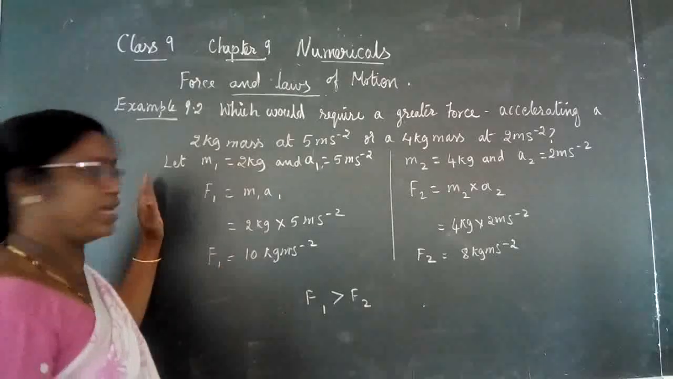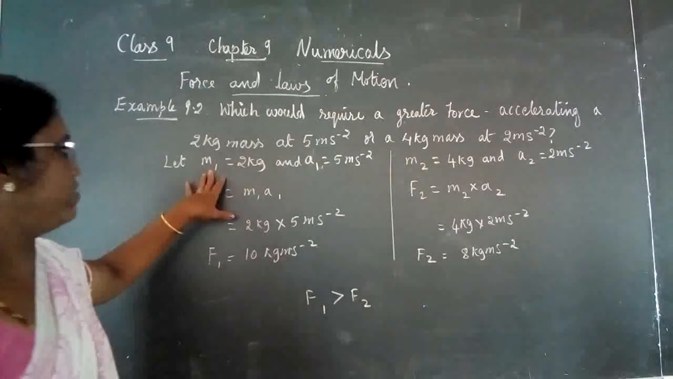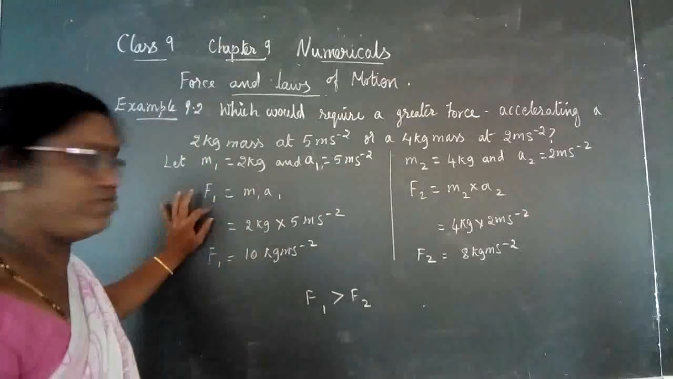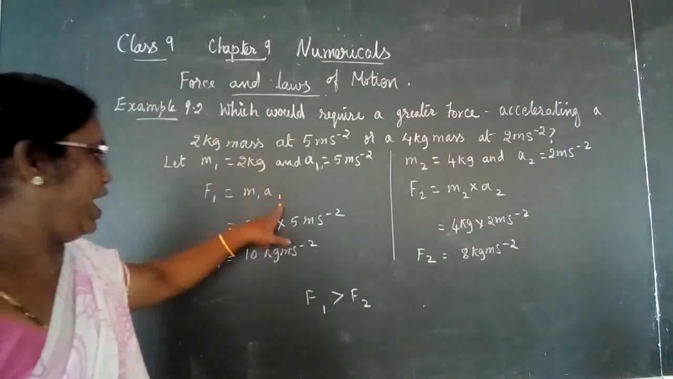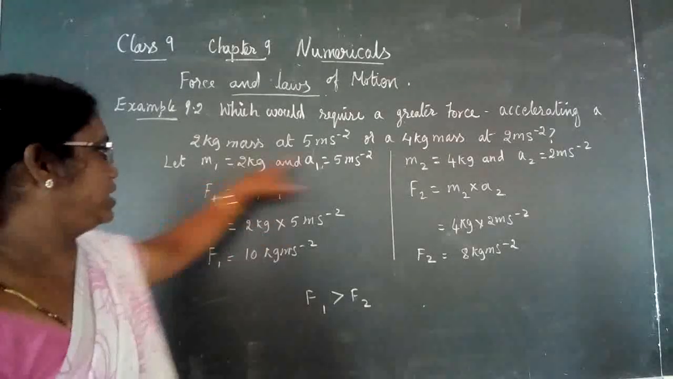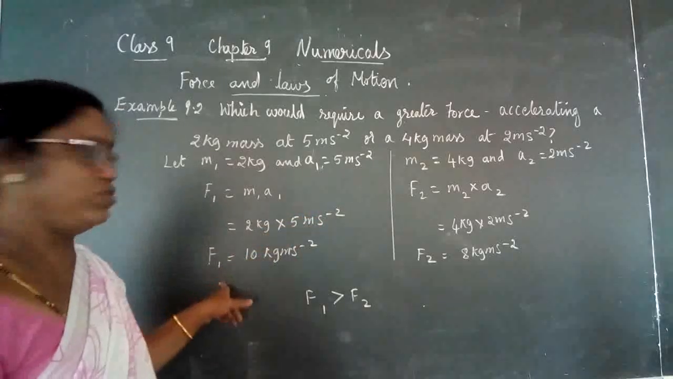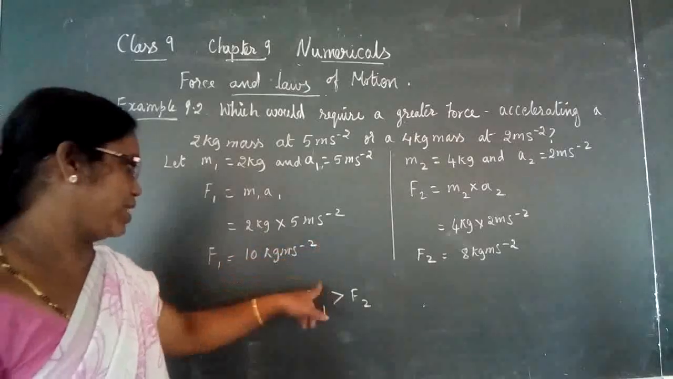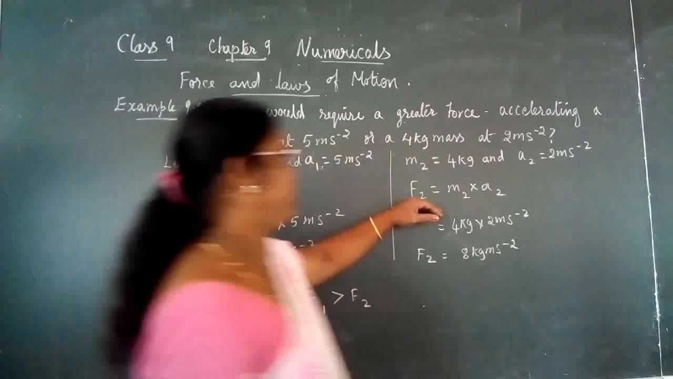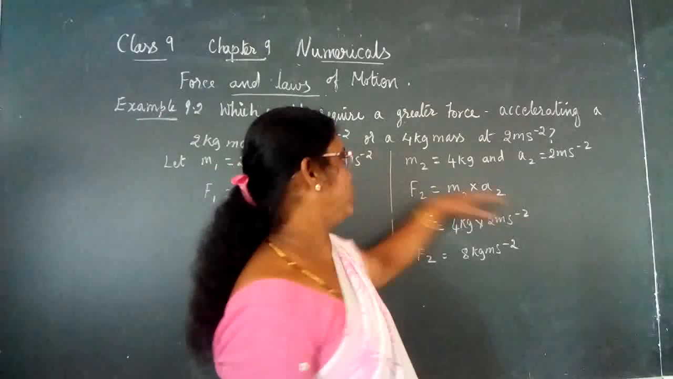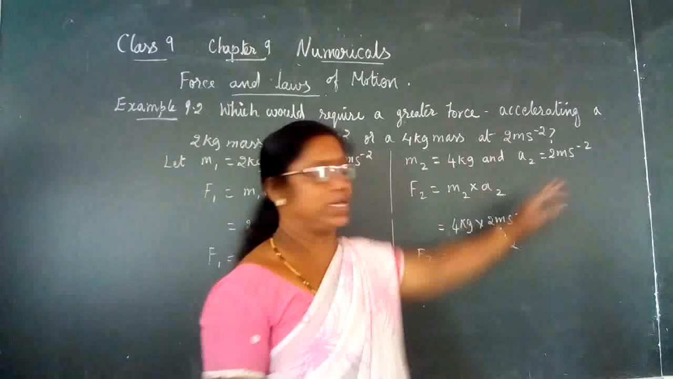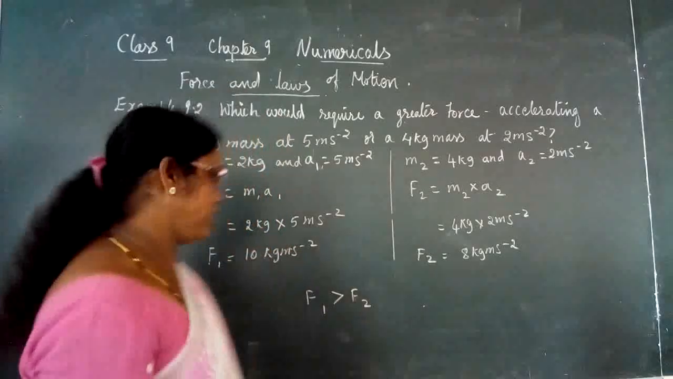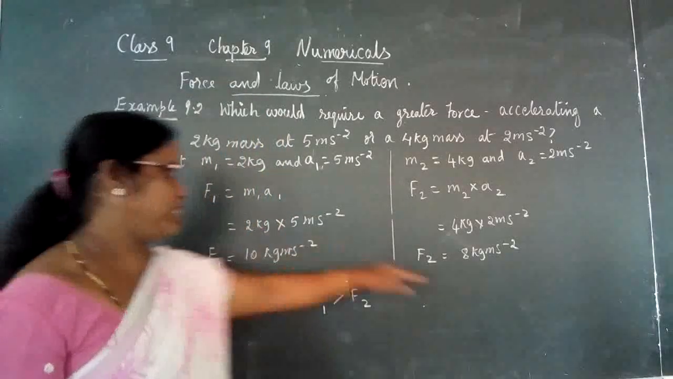So let us consider case 1. Here let us take m1 as 2 kg and a1 as 5 meter per second square. So what is F1, the force acting? It is m1 a1, which is 2 kg into 5 meter per second square, giving F1 equal to 10 kg meter per second square. Whereas F2, what is F2? It is m2 into a2, 4 kg into 2 meter per second square, which gives 8 kg meter per second square. So which is greater? Here F1 is greater than F2.